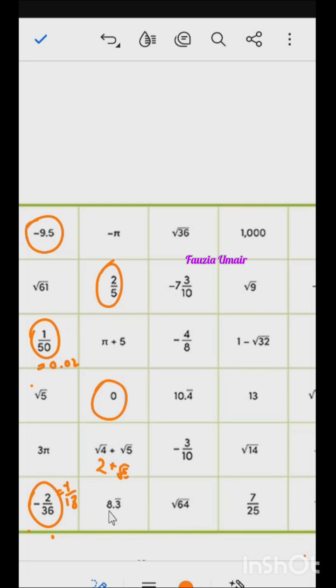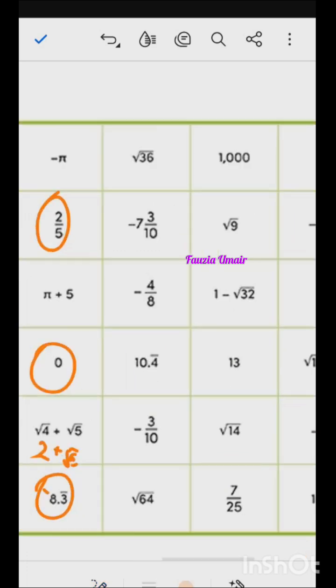Very good. So 8.3 with the bar. Rational. It's a rational decimal, recurring. Very good. So next is square root of 36. Rational, because it's a solvable root. Very good. Minus 3 by 10. Rational. Minus 7. Rational.